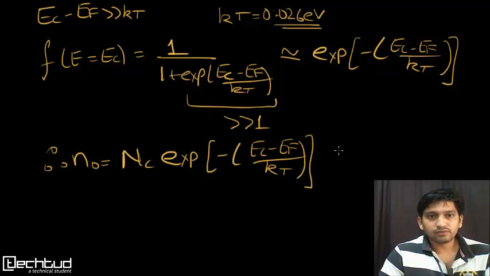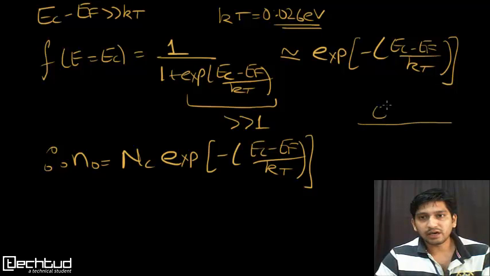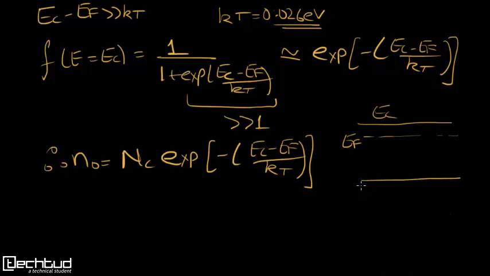Now you can see for an N-type semiconductor, this is the conduction band level, this is the Fermi level, this is the valence band level, and this is EG, the band gap energy. So you can now determine the electron concentration by seeing the difference between the energy states. And this is what?